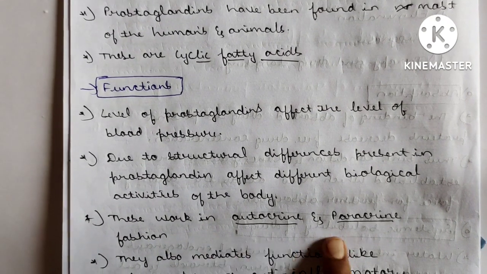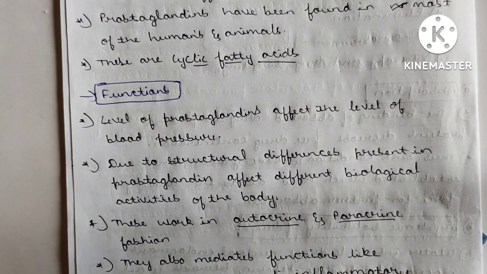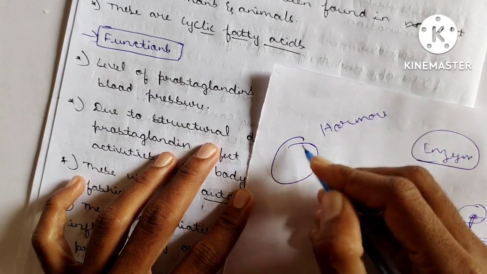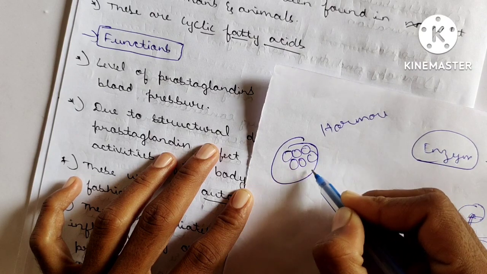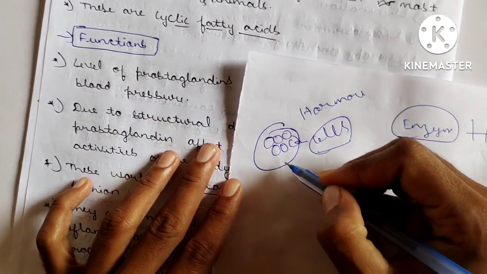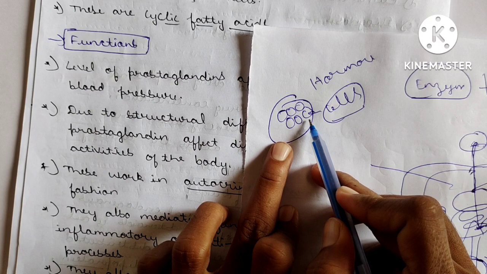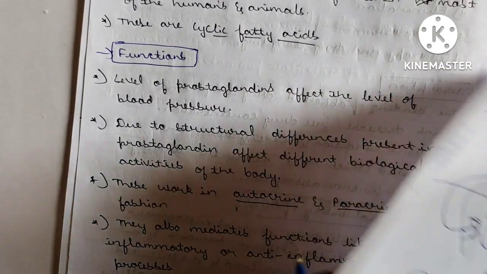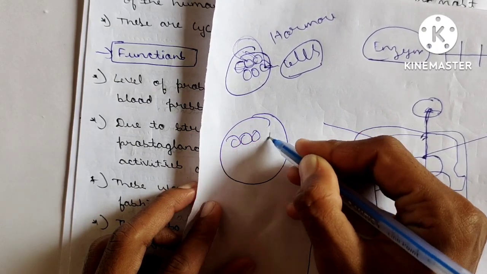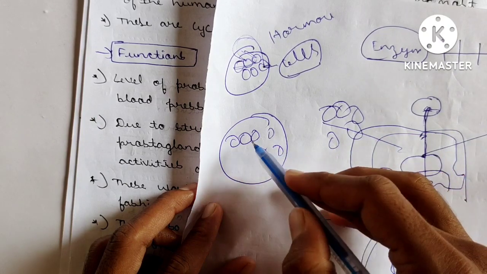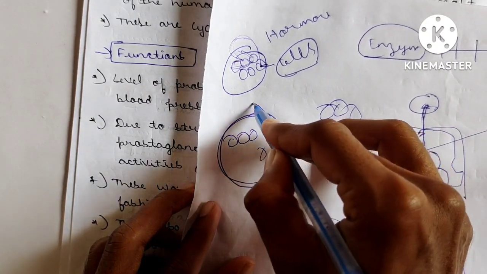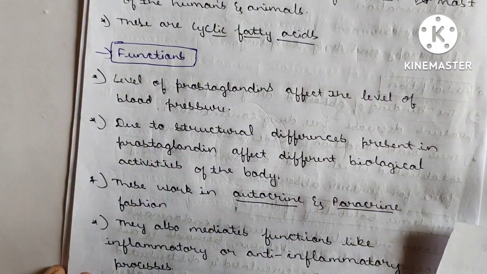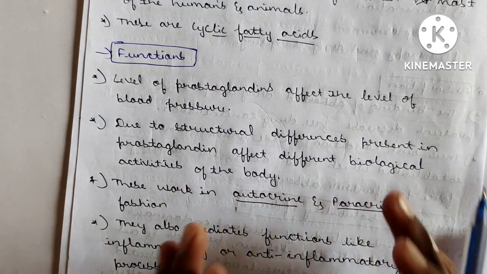Then prostaglandins work in an autocrine and paracrine fashion. Now I will explain what autocrine and paracrine are. For example, this is a hormone. Understand the concept. A hormone comes from its own glandular cells. In autocrine, these glandular cells secrete onto their own cells. Paracrine means the glandular cells present here secrete the hormones onto other cells. Prostaglandins work in autocrine and paracrine fashion.